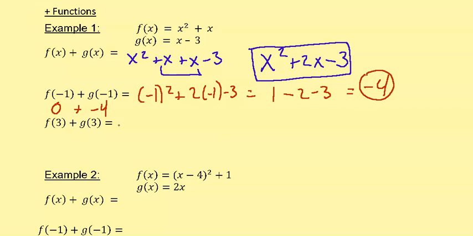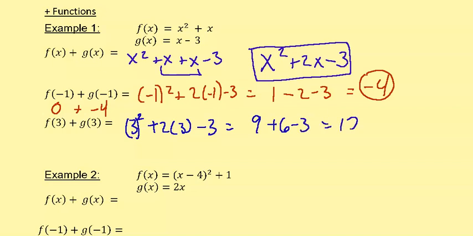And let's do f of 3 plus g of 3. So I have 3 to the second power plus 2 times 3 minus 3. That gives you 9 plus 6 minus 3. That's 12. Okay, find them separately. You can do that with 9 plus 3, that's 12. 3 minus 3 is 0. Same thing.